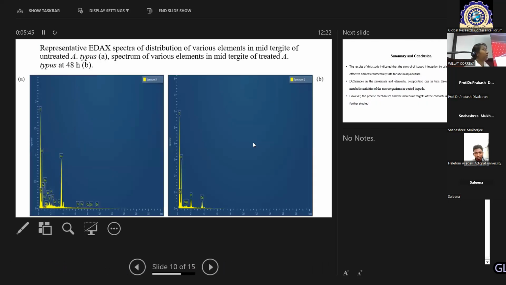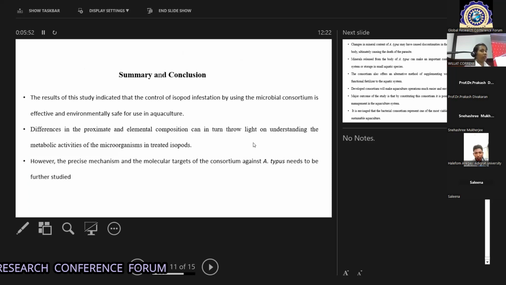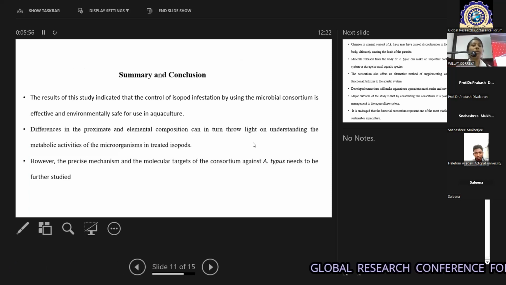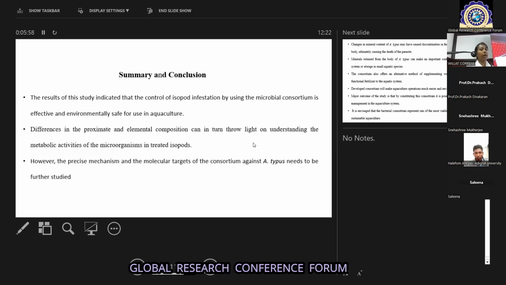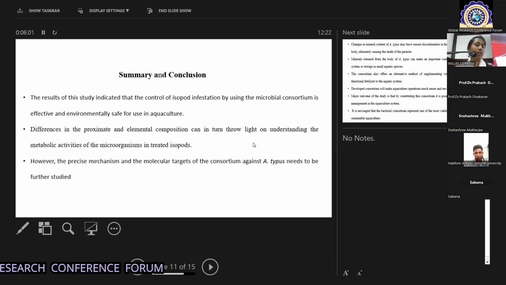This is the EDAX spectra of the distribution of various elements in the mid-turgid of untreated Alitropus typus. Coming to the summary and conclusion, the study indicated that the control of isopod infestation by using this microbial consortium is effective and environmentally safe for use in aquaculture.